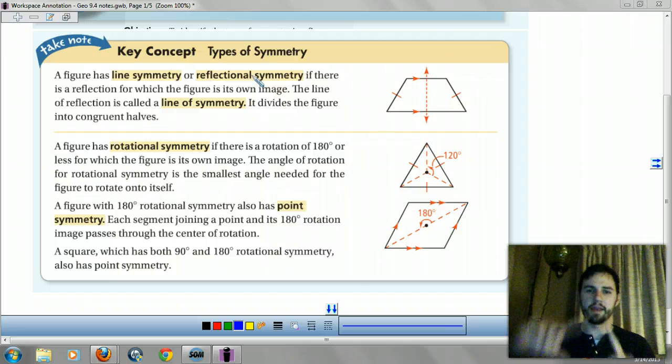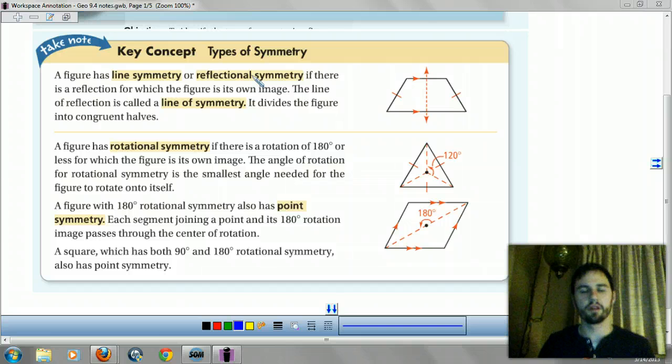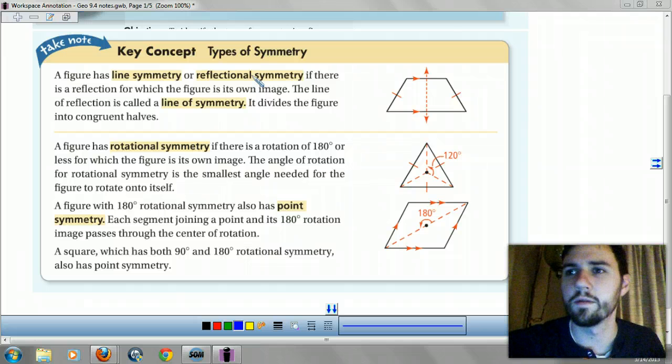Rotational would be you take the object, you rotate it, and they're congruent. They're the same object. In fact, it maps onto itself. The other one is point symmetry, where they rotate about a point. Let's take a look at an object that has this.